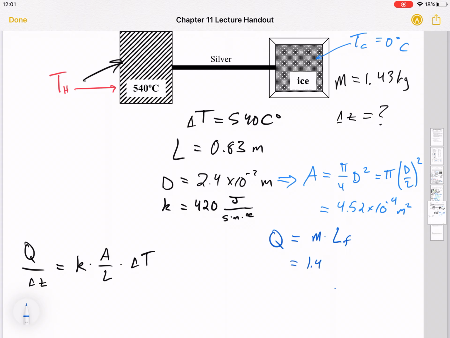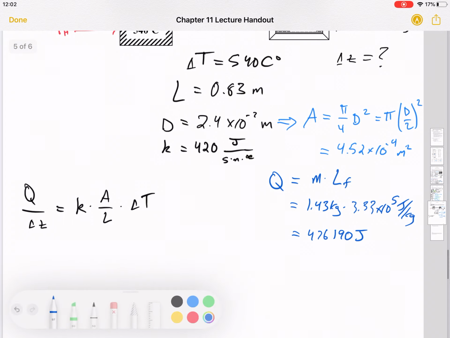So that's 1.43 kilograms. And the heat of fusion for water is 3.33 times 10 to the 5 joules per kilogram. So you do that math and you get 476,000 joules. And I'm going to keep more digits just to avoid rounding before the final answer, so we can avoid some rounding error.